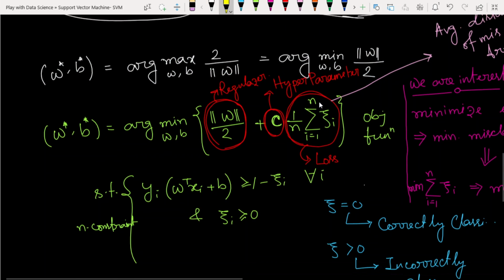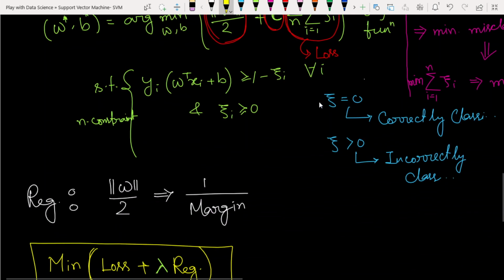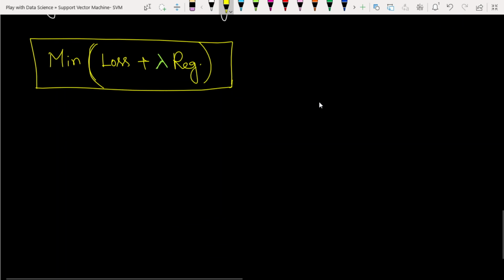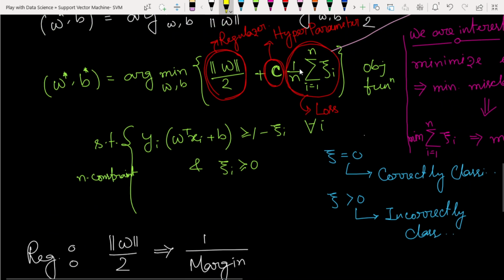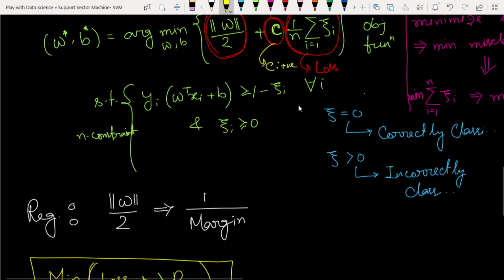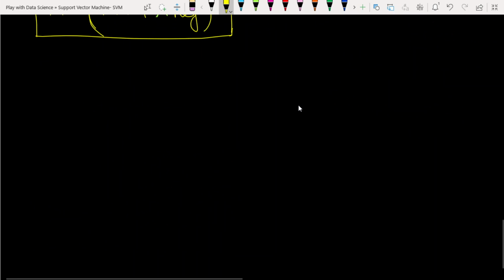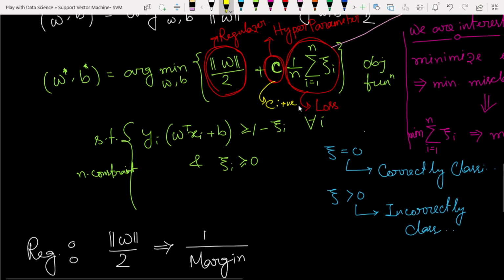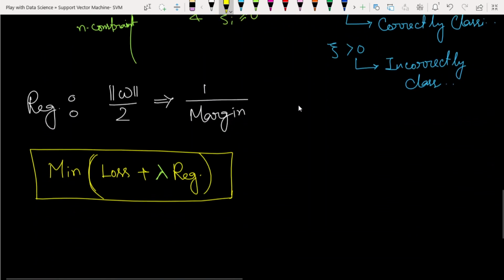And this C here is our hyperparameter, and we also see that C is always positive, because for every hyperparameter like this, C is positive. Now, what will be the relation of C to these objective functions?